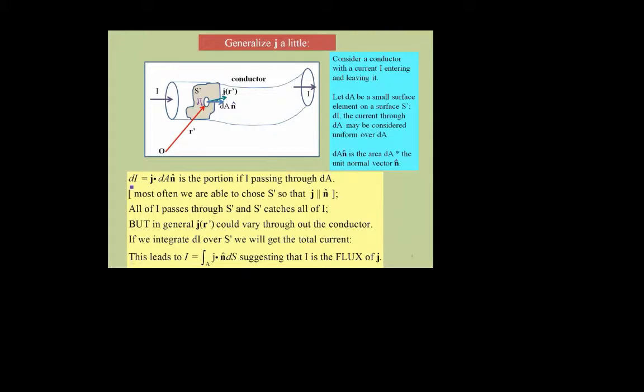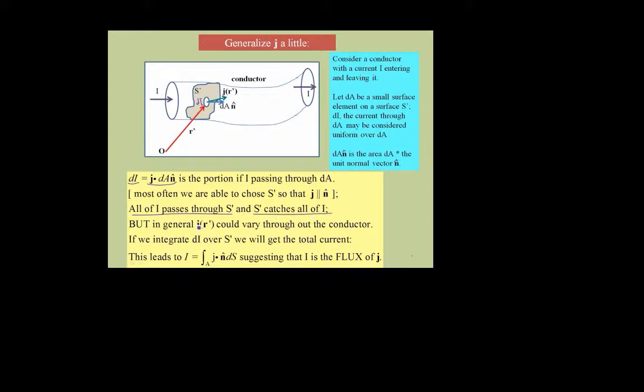If we look at what we had for a uniform system, J is constant over this small area, so dI is just equal to J dotted into the dA, which has the direction n hat. This is the portion of I passing through dA. Most often we are able to choose S prime so that those are parallel, but it doesn't have to be parallel with the unit vector n. Just to remind you, all of I passes through S prime. So another way of saying it is S prime catches all of the current.